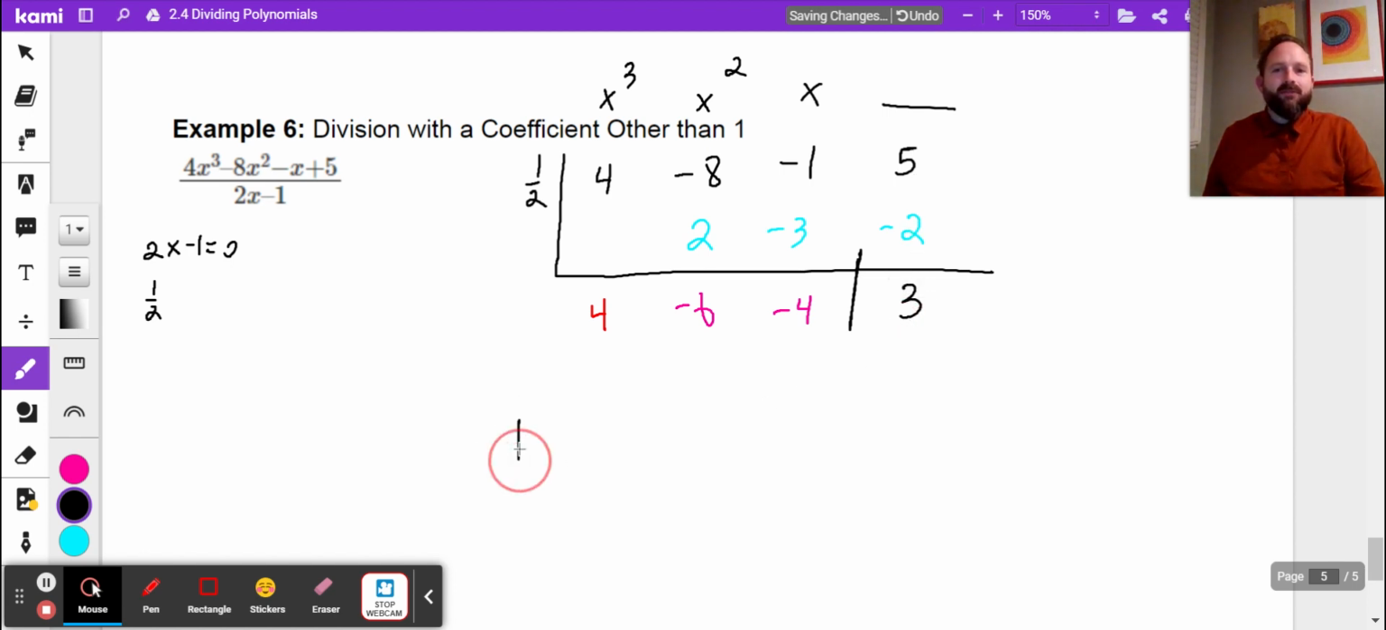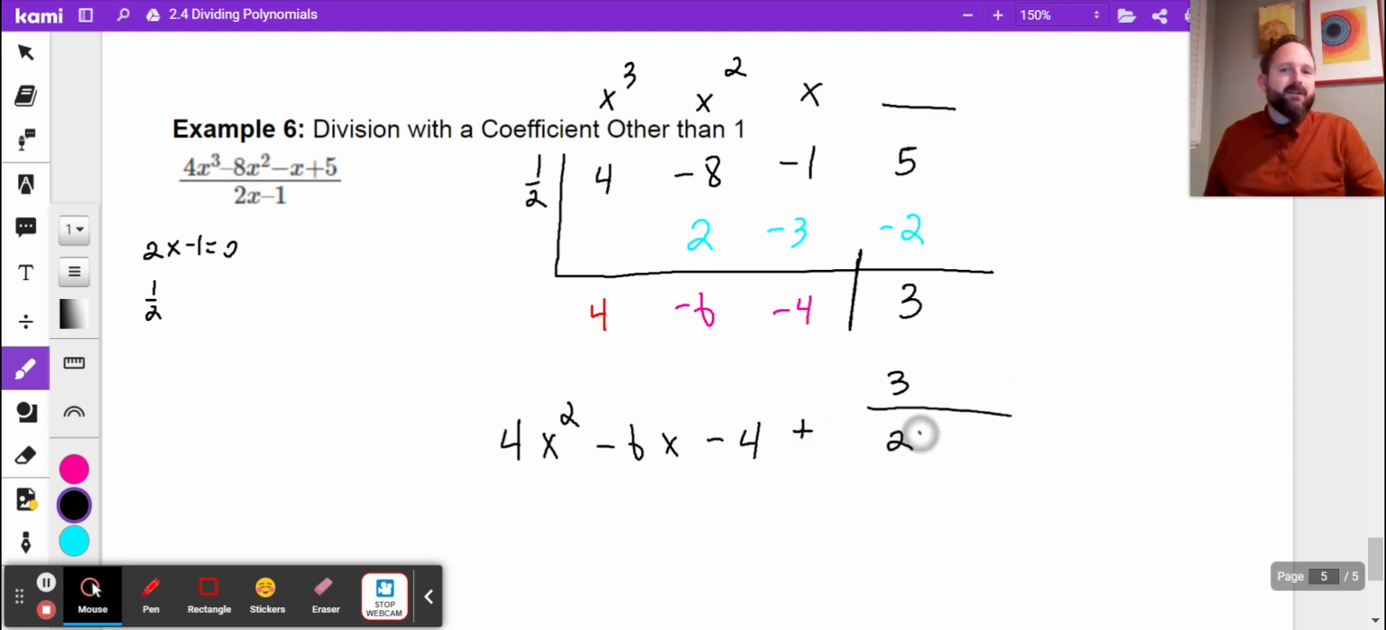So now I'm going to have 4x squared, because I'm factoring out an x to the first power, minus 6x minus 4. And I'm left with a remainder of 3. So I'm going to add 3 divided by 2x minus 1. So here's my solution.